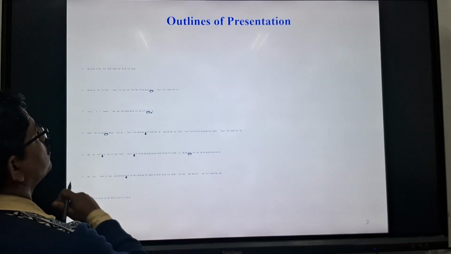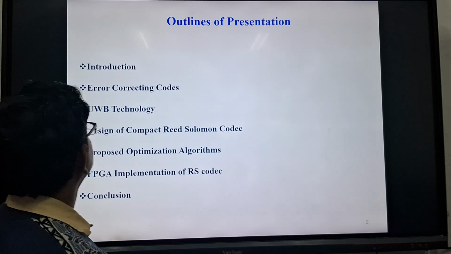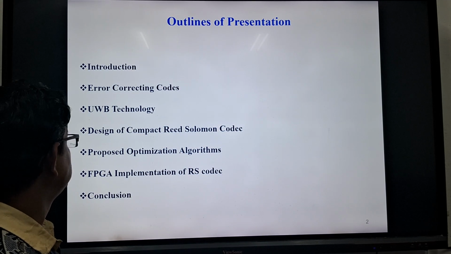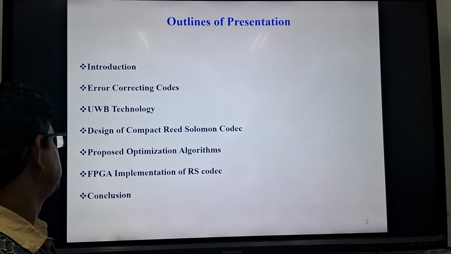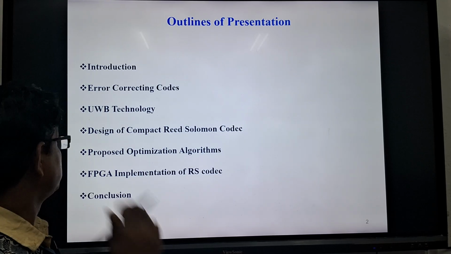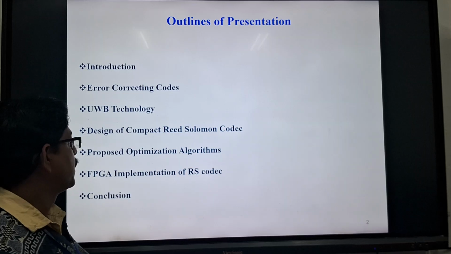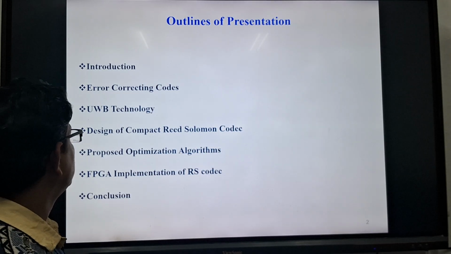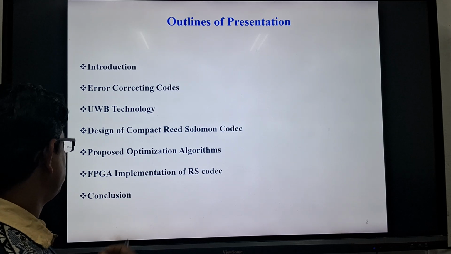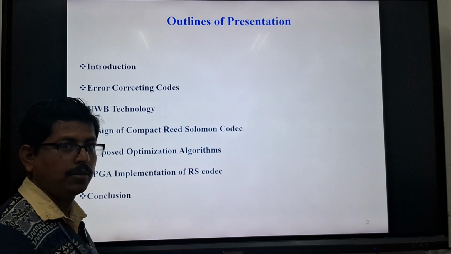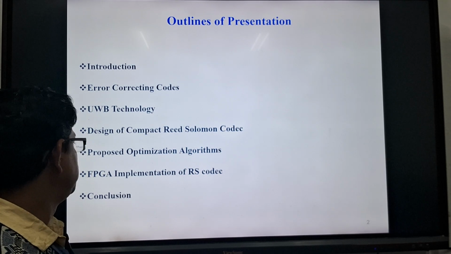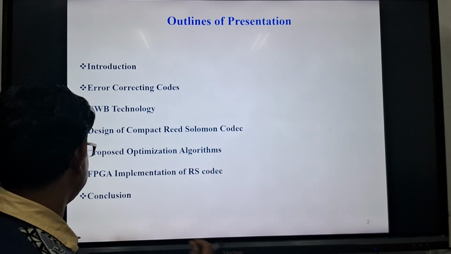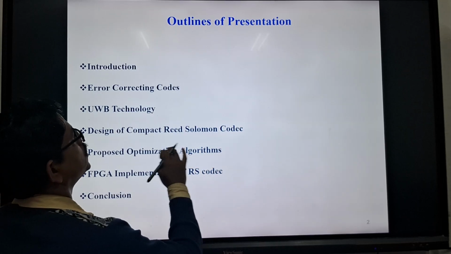So these are the outlines of my presentation. I'll go through the introduction, error correcting codes, ultra wideband technologies, and the different designs of compact Reed-Solomon codec. I have proposed an optimization algorithm, based on which I can optimize the total area of the encoder and decoder. I also implement our codec with the help of an FPGA implementation tool, basically Xilinx, and also an ASIC based tool.